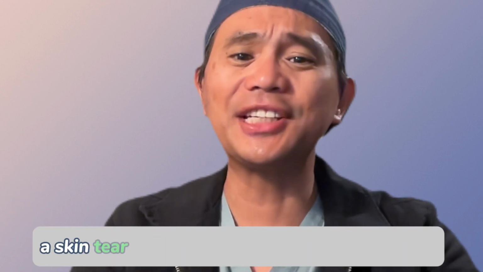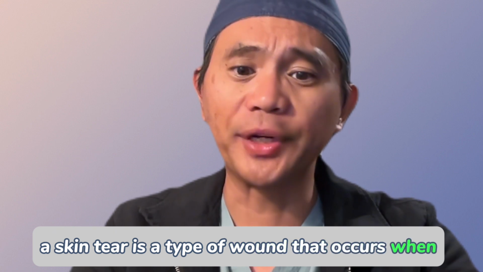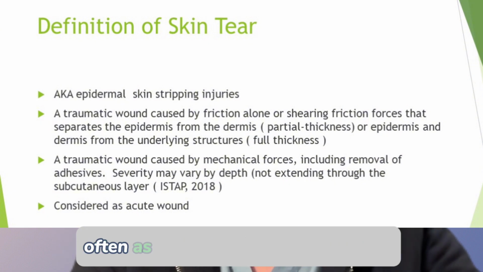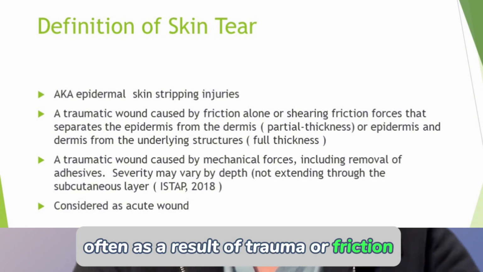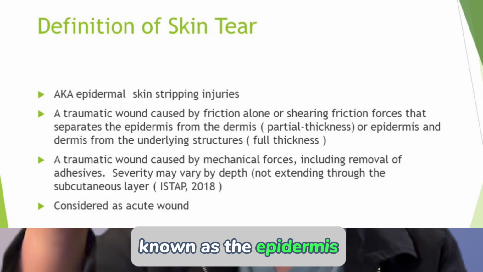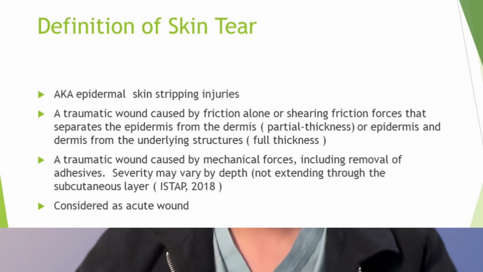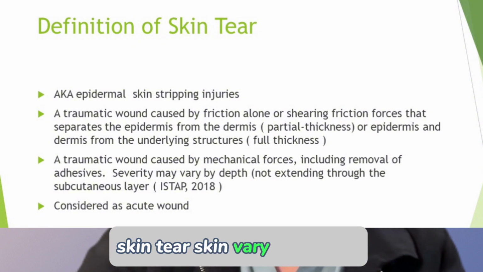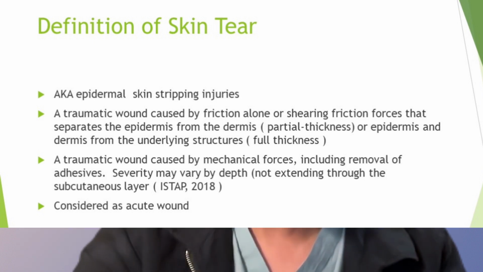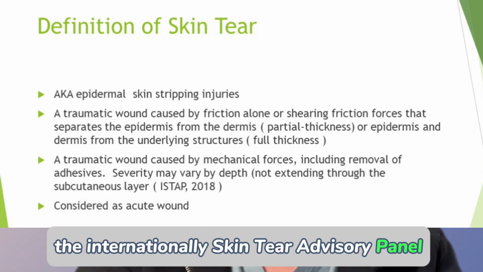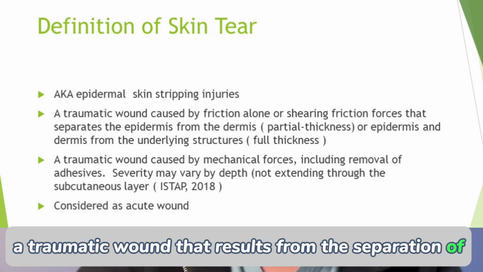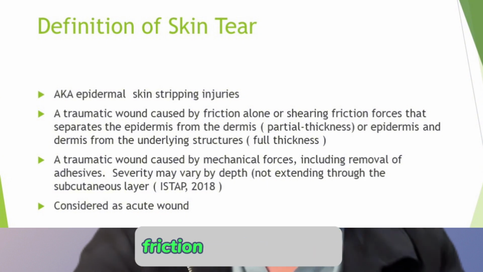Define skin tear. A skin tear is a type of wound that occurs when the layers of the skin are separated or torn, often as a result of trauma or friction. It typically affects the outermost layer of the skin, known as the epidermis, and may or may not involve underlying tissues. Skin tears can vary in severity, ranging from minor abrasions to deeper wounds with tissue loss. The International Skin Tear Advisory Panel defines a skin tear as a traumatic wound that results from the separation of the skin layers due to shearing, friction, or blunt forces.